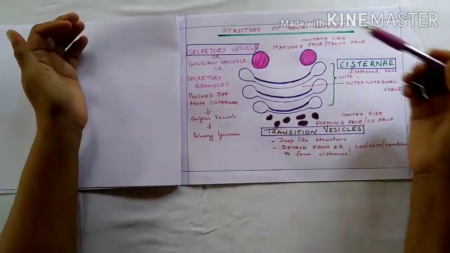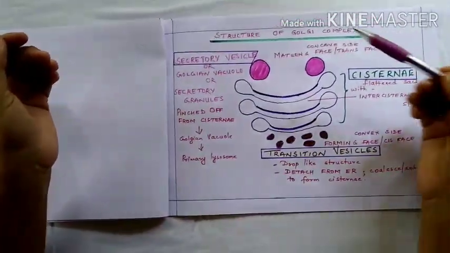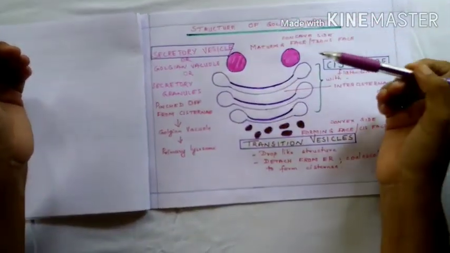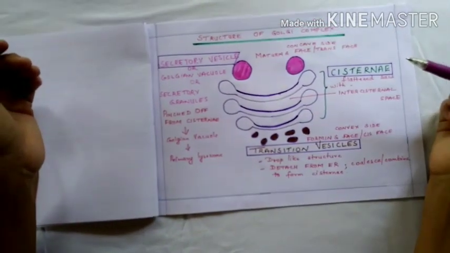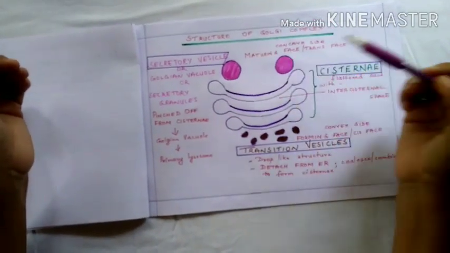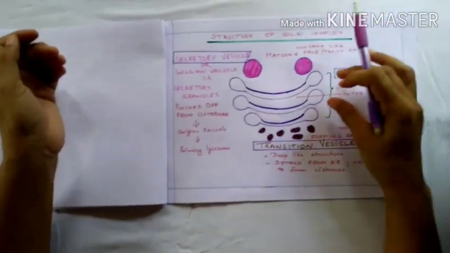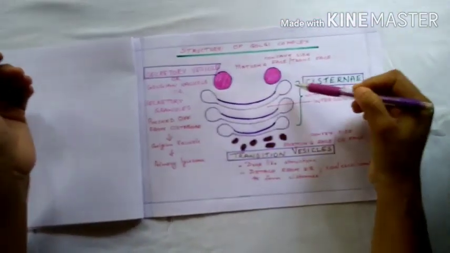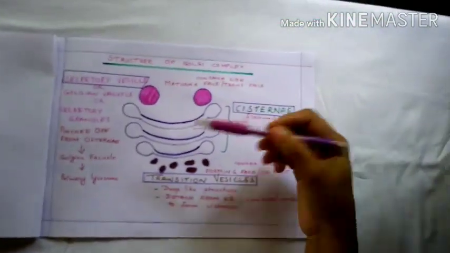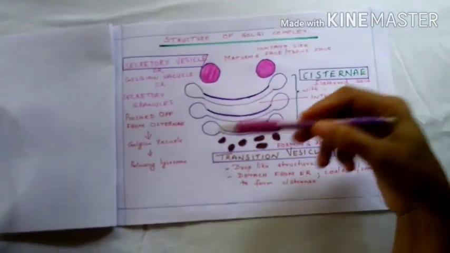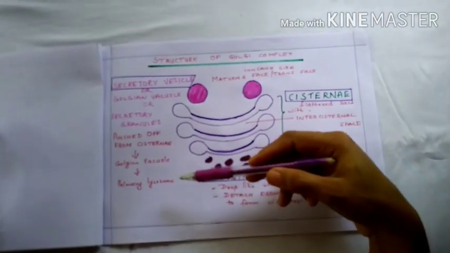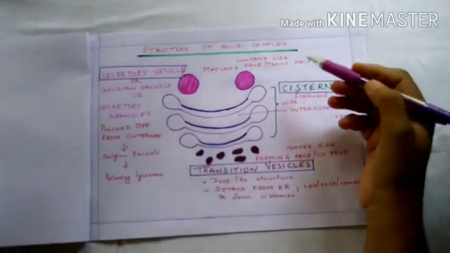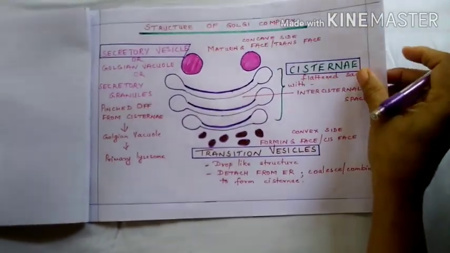The third component is the secretory vesicle, also called a Golgian vacuole or the secretory granules. It is represented here. They are actually pinched off from the cisternae or the flattened structures, and they later on develop into the primary lysosome containing hydrolytic enzymes in them.